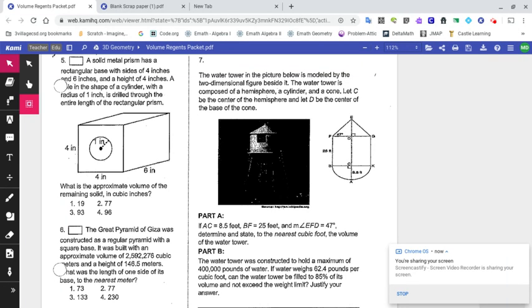All right, so number 7, the water tower. The picture's a little hard to see, but the water tower is basically in the shape of a cone on top, then a cylindrical body, and then a hemisphere on the bottom. So we've got to find the volume of all three.